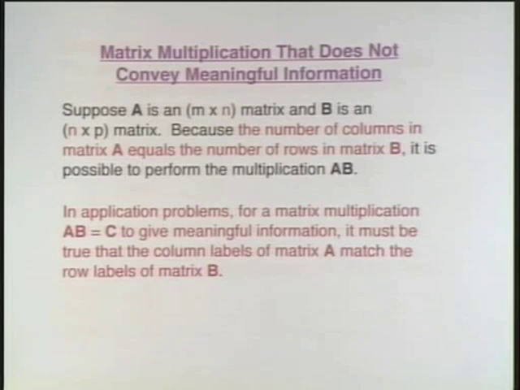In application problems, for a matrix multiplication AB equal to C to give meaningful information, it must be true that the column labels of matrix A match the row labels of matrix B. The following examples demonstrate how the process works.